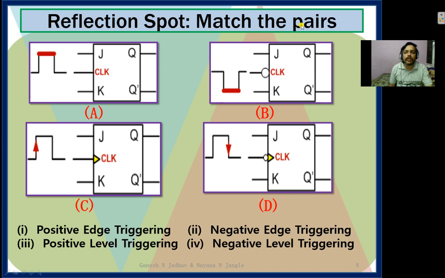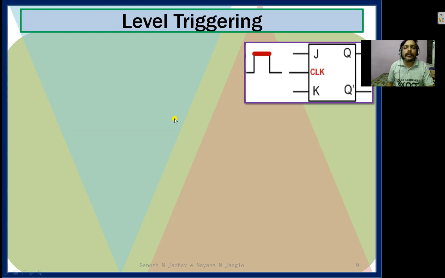You have to recognize which one is edge triggering, which one is level triggering, and out of that which one is positive edge triggering and negative edge triggering. Pause the video for some duration and write down the answer on paper. Hope you have written the correct answer. Let us discuss the answer in the next slide.